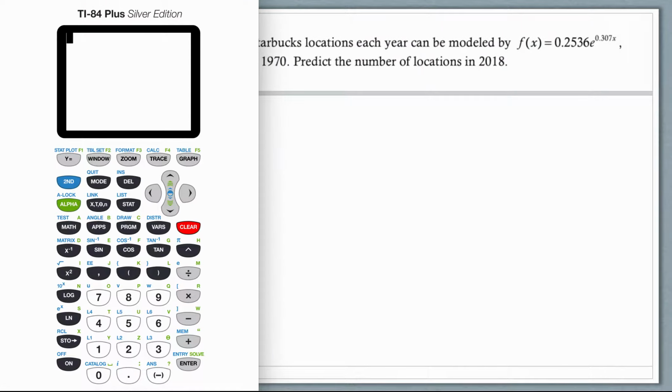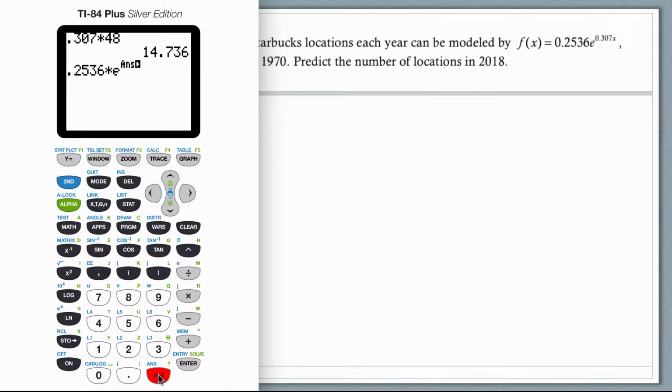All right, so in 2018, the year is going to be 48. So I have 0.307 times 48, which is going to be that exponent on the exponential base. So 0.2536 times e, which is second and then the division sign, raised to that exponent we just found.